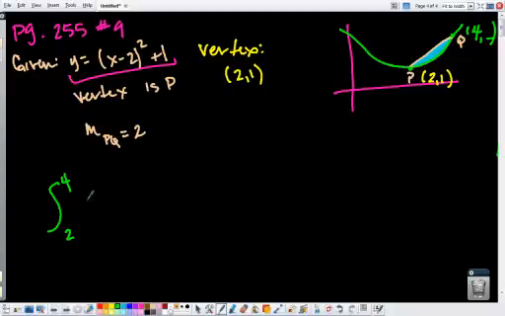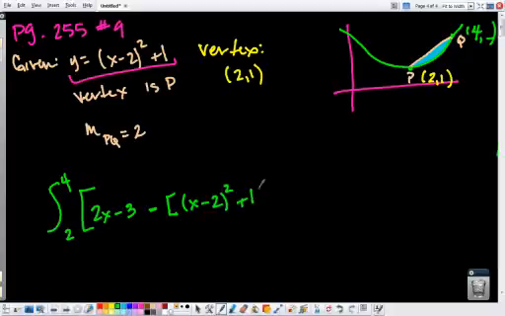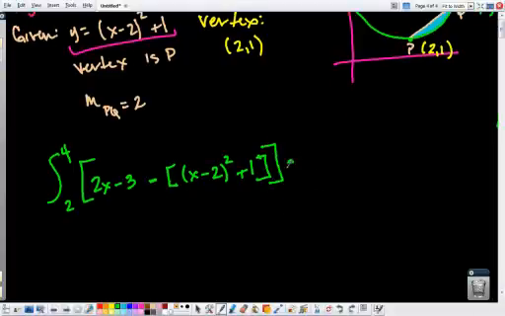Yikes, I got rid of my equation and I don't remember what it was. Let me have a look here. Yes, it was 2x minus 3. So 2x minus 3, that's the equation of the line we found earlier, minus quantity x minus 2 squared plus 1. Okay, alright, so now times dx, of course.